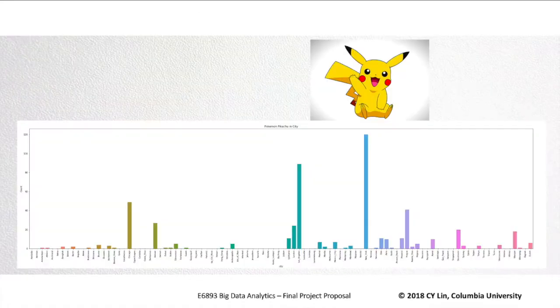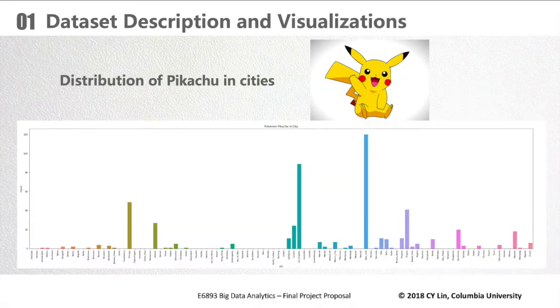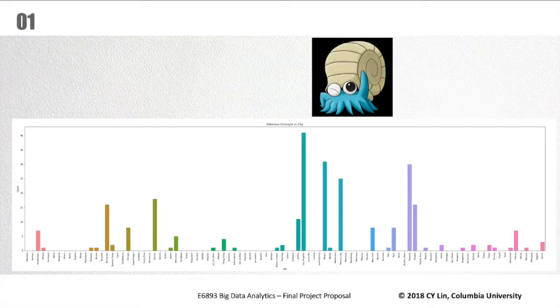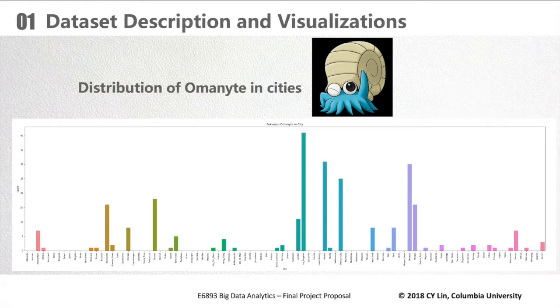And then let's take a look at how different kinds of Pokemon are distributed among cities. This is the distribution of Pikachu in cities. We can see from the y-axis that it is a really rare Pokemon. We can also find that most Pikachu can be found in New York. And this is the distribution of Omanyte, a less common Pokemon than Pikachu. A lot of them can be found in Los Angeles.